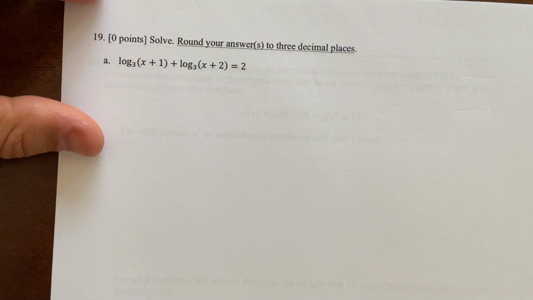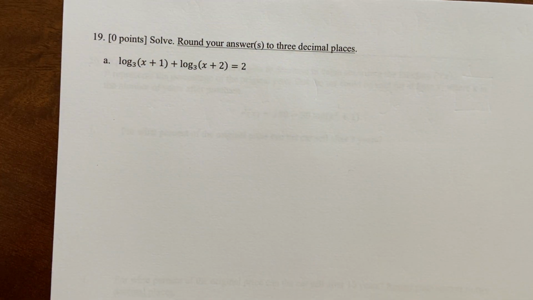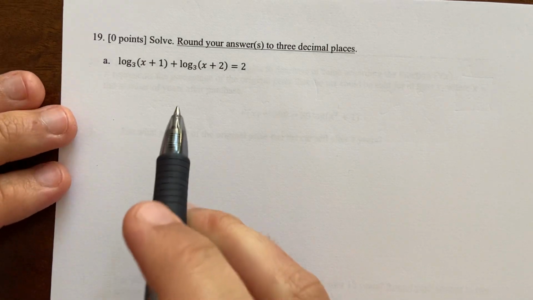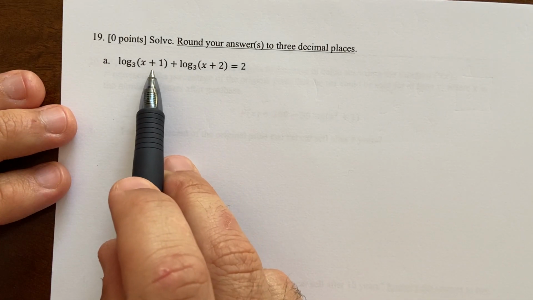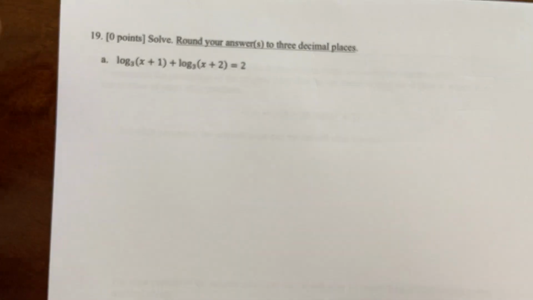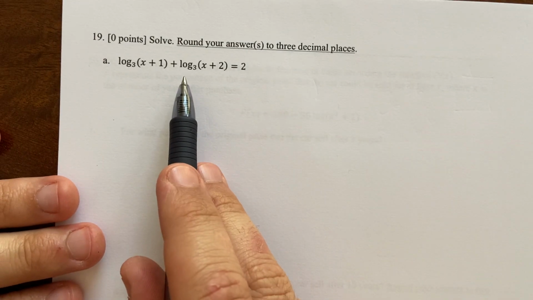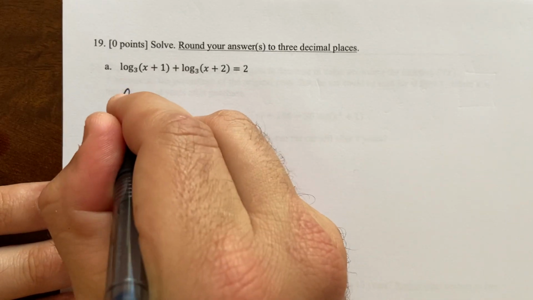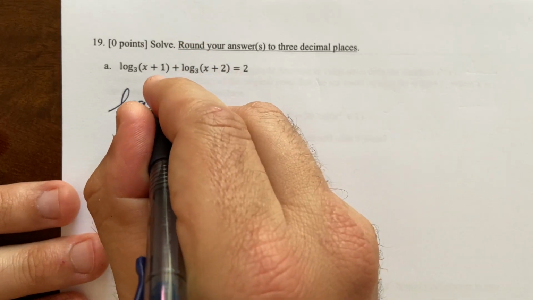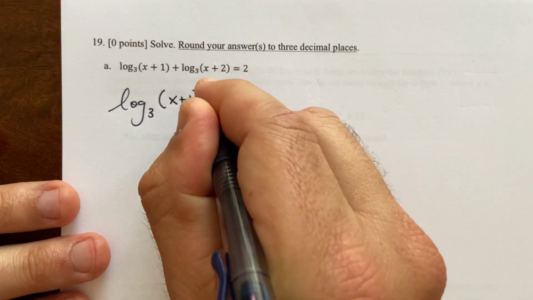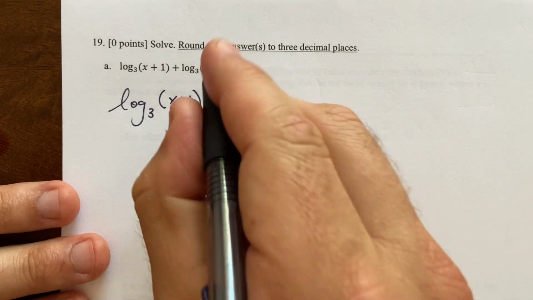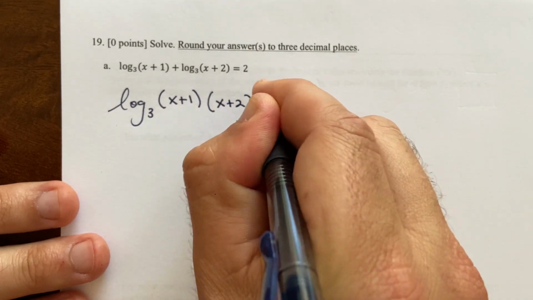All right, let's solve a logarithmic equation. It says round your answers to 3 decimal places. All right, so what I want to do is use those same properties and go ahead and condense the left-hand side. So I'll say log base 3 of x plus 1 times, since it was plus, it turns into multiply, x plus 2 equals 2.